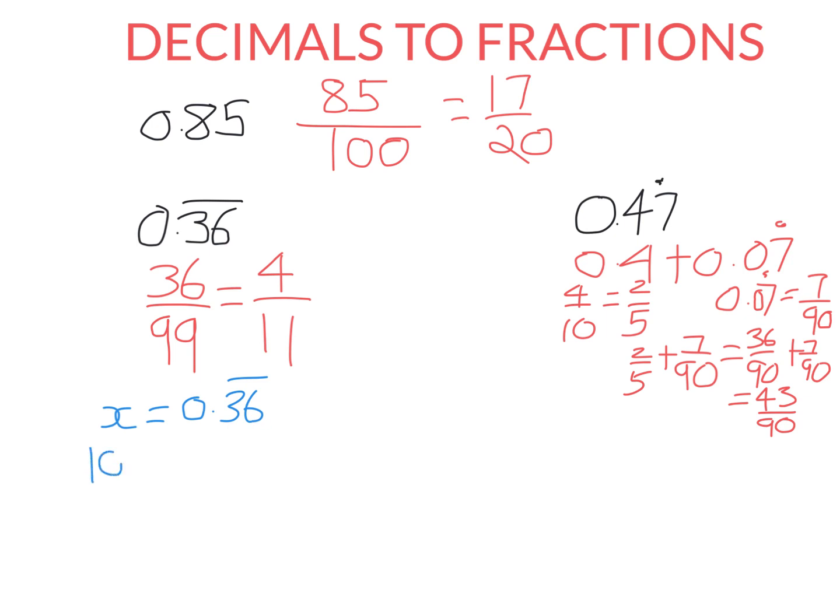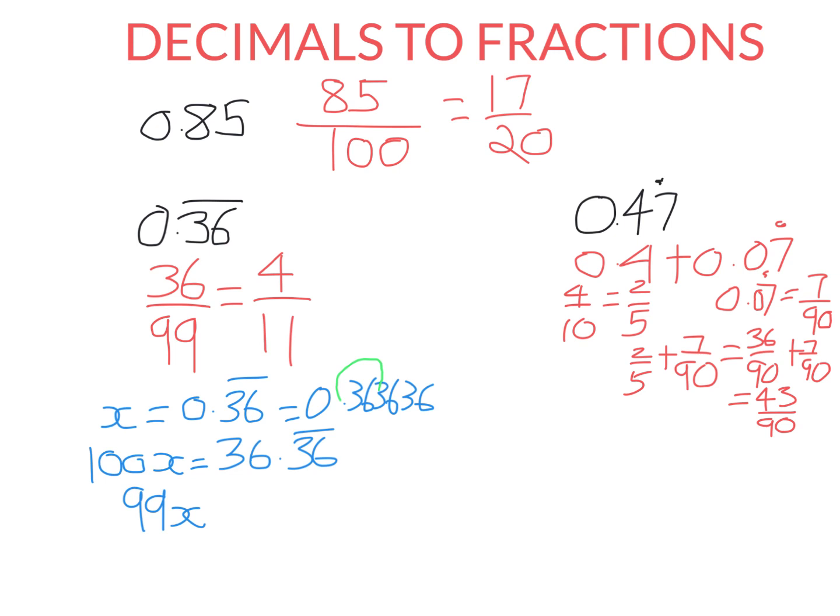If I times this by 100, what it does is just move the decimal point 2 spots. So 0.36 recurring is 36, 36, 36, goes on forever. So if I times this by 100, I just move the decimal place 2 spots to the right. 100x, 100 times this number, is just 36.36 recurring. Note here I have the same decimal expansion in both cases. That's really important because what I want to do is subtract. I want to go 100x minus x, which is 99x.